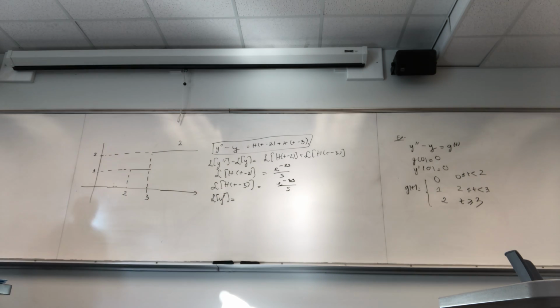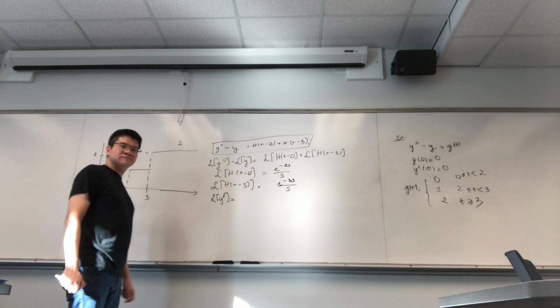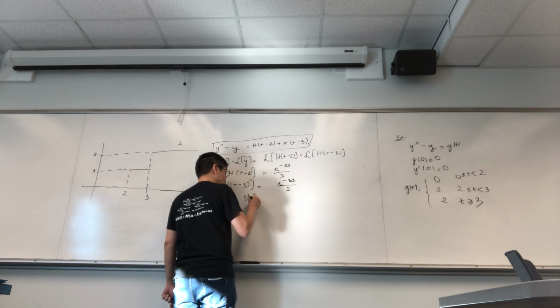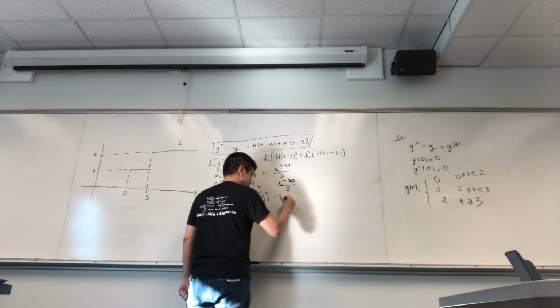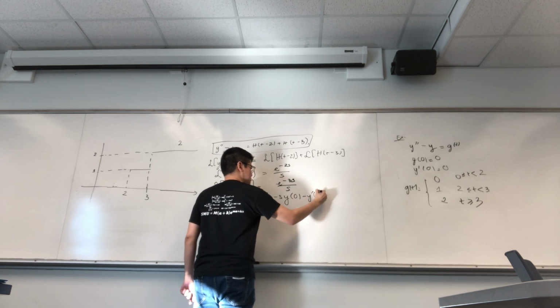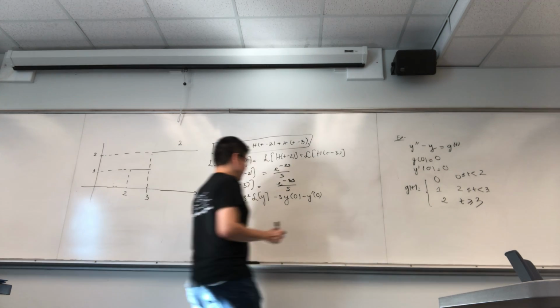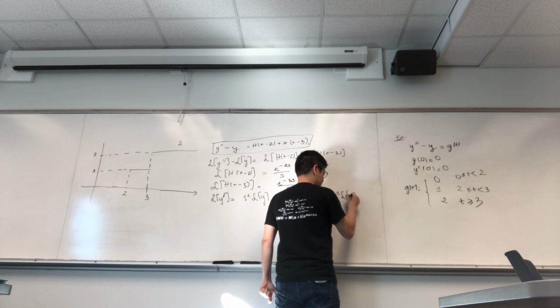What is the Laplace transform of y double prime? It is s squared Laplace transform of y minus s y(0) minus y prime(0). So what is the value of this expression? Since the initial conditions are zero, it is just s squared Laplace transform of y.